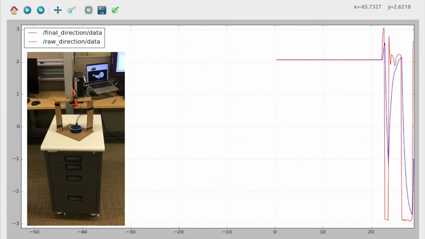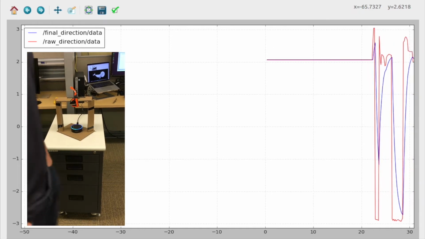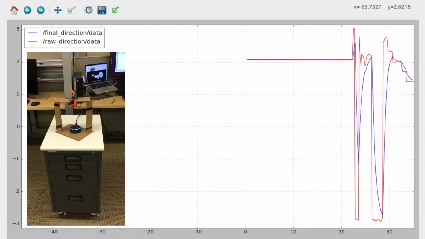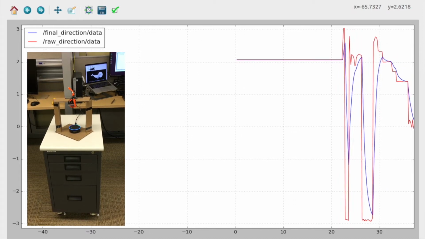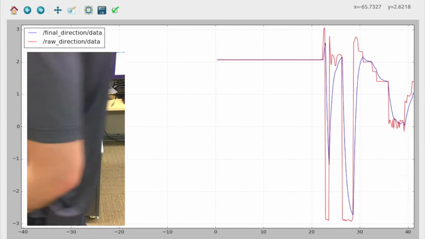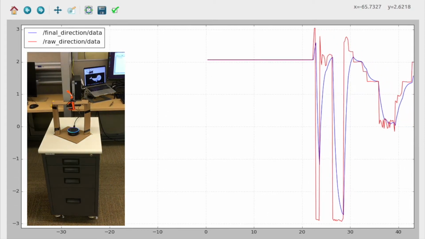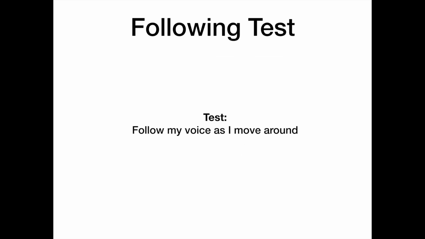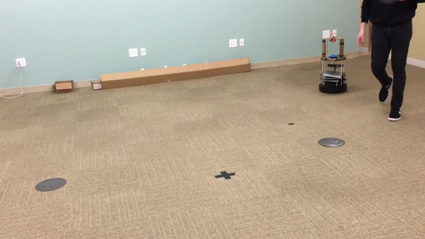Finally, we test both the angle generated by the image processing and the Kalman filter. You can see the Kalman filter gives us a much smoother angle transition. This information was then fed into a planner which generated velocities for our robot. Here is an example of the robot tracking my voice.